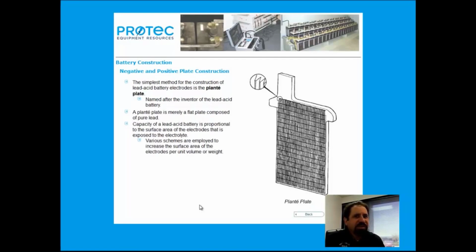Negative and positive plate construction. The simplest method for the construction of lead-acid battery electrodes is the Planté plate, named after the inventor of the lead-acid battery. A Planté plate is merely a flat plate composed of pure lead. Capacity of a lead-acid battery is proportional to the surface area of the electrodes that is exposed to the electrolyte. Therefore, various schemes are employed to increase the surface area of the electrode per unit volume or weight.